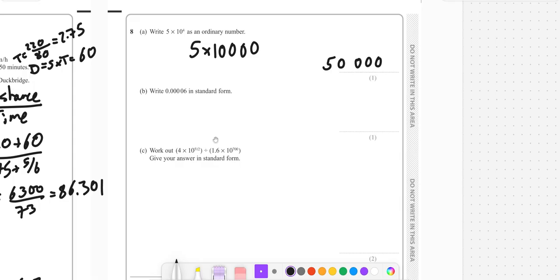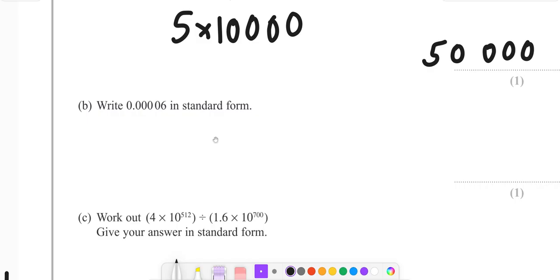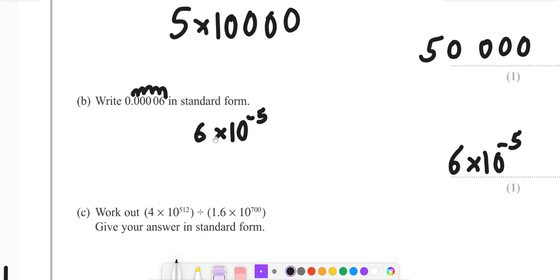So standard form, the first number must be bigger than 1 but less than 10. So we move the decimal point until we get that. So we divide by 10, divide by 10. 1, 2, 3, just so you can see me doing it here. 1, 2, 3, 4, 5. So we've got 6 times 10 to the minus 5. So we'd have to move it 5 back to get there. So let's put it on the line: 6 times 10 to the minus 5.